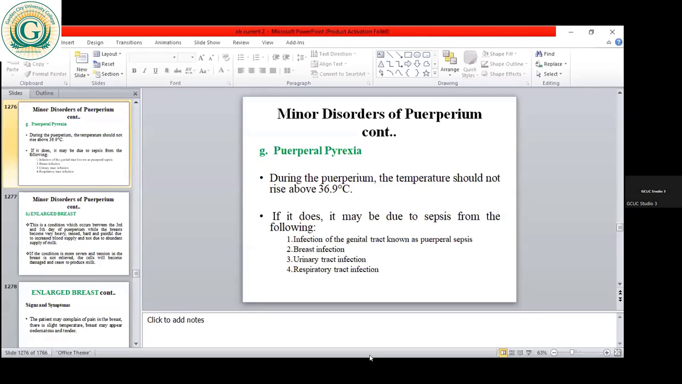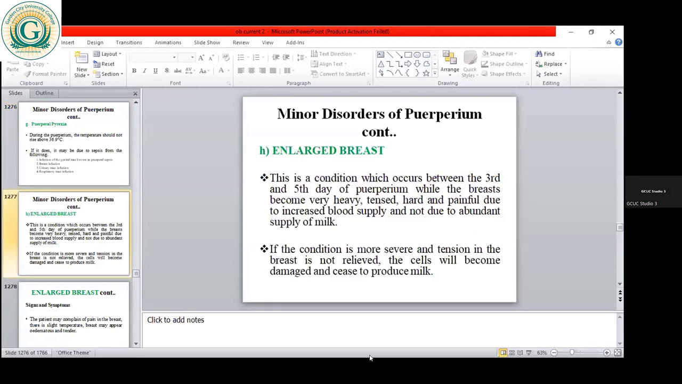We have another minor disorder we call puerperal pyrexia. After delivery, you have the woman running a temperature, and the following may be the cause: either infection of the genital tract, or infection of the breast, or urinary tract infection, or respiratory tract infection. These four points here can cause the temperature to go up.